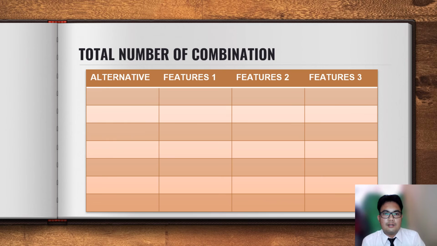Once the combination table of concept is done, the data will be expanded in more detail in the table of the total number of combinations. The formula to create this table is feature 1 multiplied by feature 2 multiplied by feature 3. The answer is the total summation for the table of the total number of combinations.